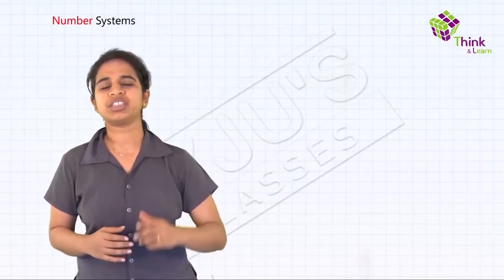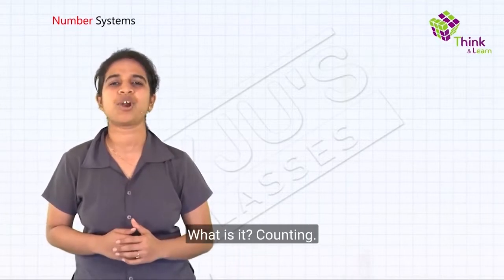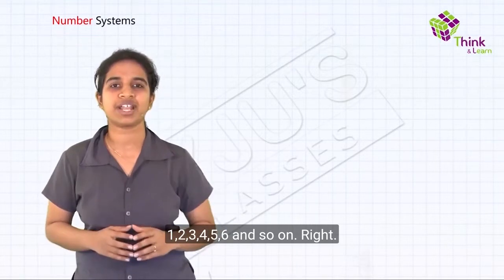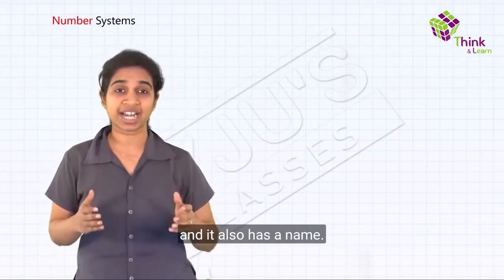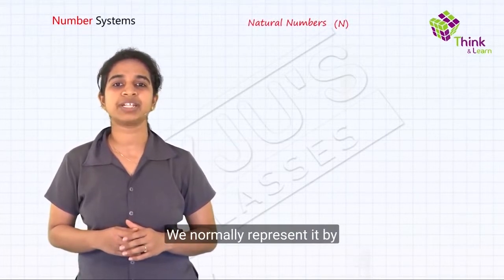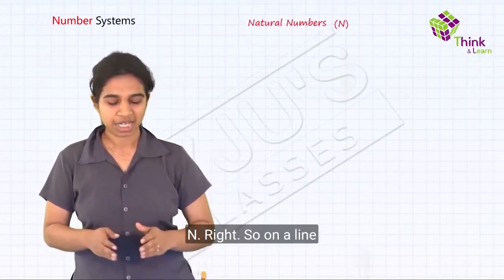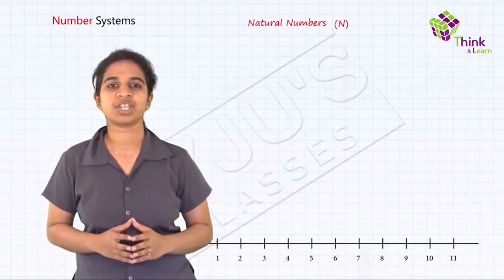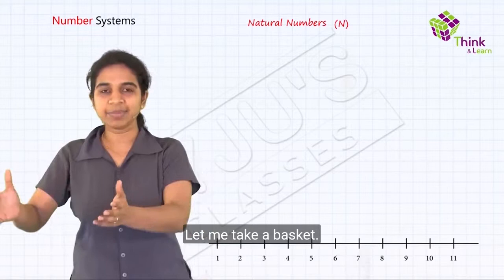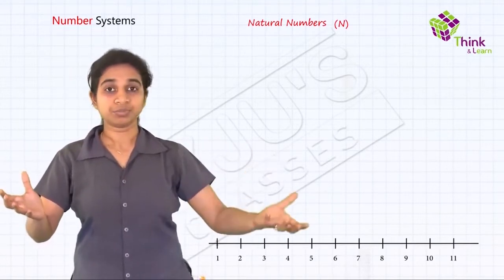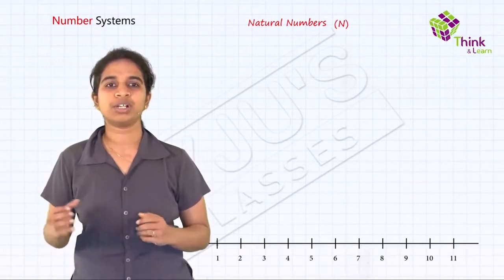So there are some number patterns that you already know. The very basic one, the first thing that you learn in math, is counting 1, 2, 3, 4, 5, 6 and so on. It's called natural numbers. We normally represent it by n. So on a line 1, 2, 3, 4, 5, these are nothing but natural numbers. We can now count everything. Let me take a basket. There's 1 apple here, 3 oranges, 4 fruits in total.